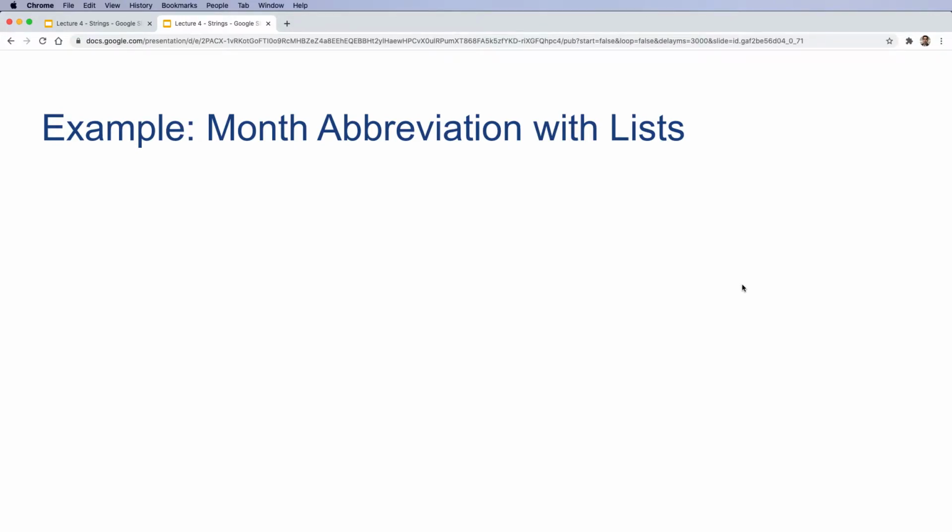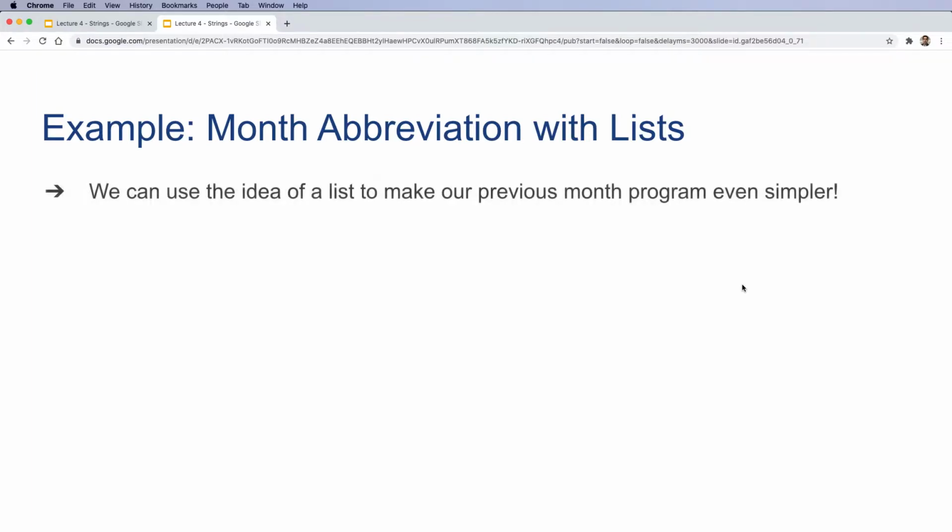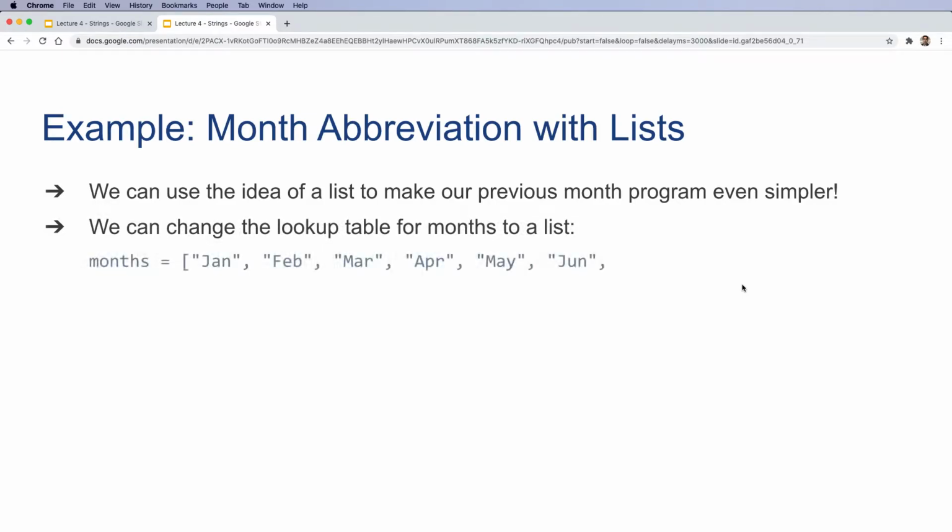So going back to our month abbreviation program, this time we can try it with lists. We can use the idea of a list to make our previous month program even simpler. We can change the lookup table for months to a list, and here's how it could look. A months list of Jan, Feb, March, all the way to November and December.